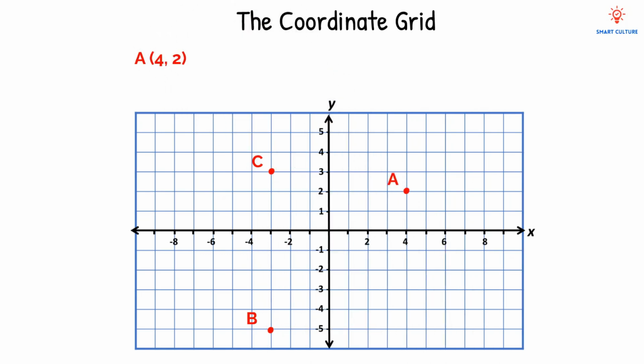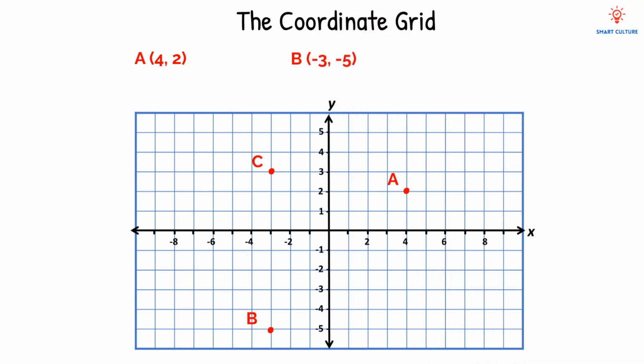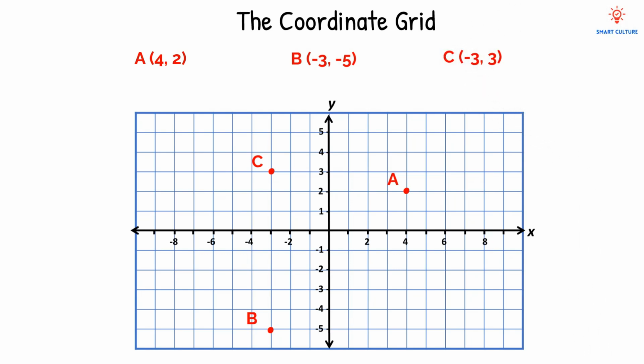What about B? We can see that B lines up with -3 on the x-axis and -5 on the y-axis. Therefore, the coordinates are -3 and -5. What are the coordinates for C? We would say that the coordinates are -3 and 3.